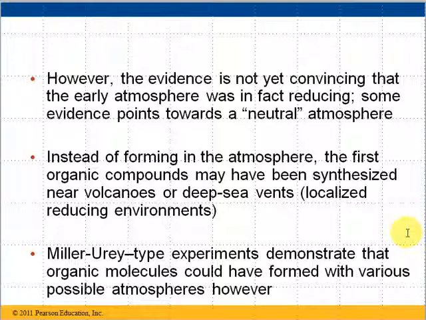So instead of forming in the atmosphere, the first organic compounds may have been synthesized in small local areas near volcanoes or deep sea vents, where the atmosphere would be reducing and conducive to the formation of these organic molecules. Miller-Urey type experiments demonstrate that organic molecules could have formed with various possible atmospheres. These types of experiments have been repeated numerous times in numerous ways with a variety of possible atmospheres, and inevitably organic molecules are formed through this abiotic process in a variety of possible early Earth atmospheres.